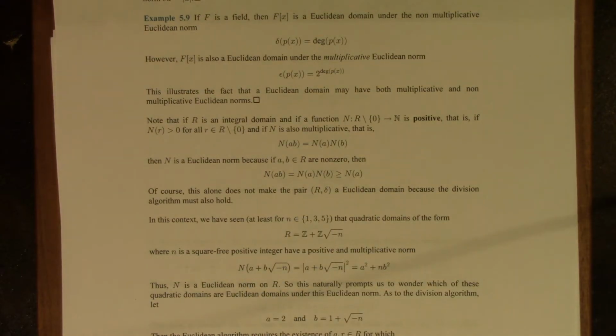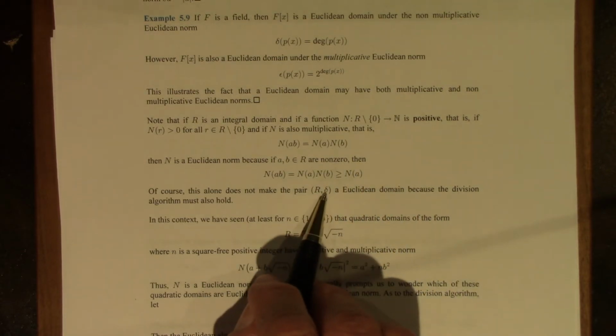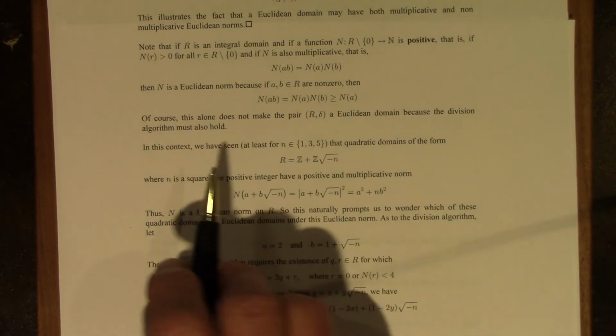Now that doesn't make R a Euclidean domain. It doesn't make this pair a Euclidean pair because we have to check the division algorithm. That's part of the definition of a Euclidean domain. So speaking about that, something might have occurred to you.